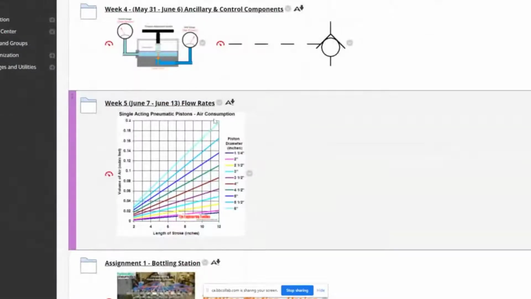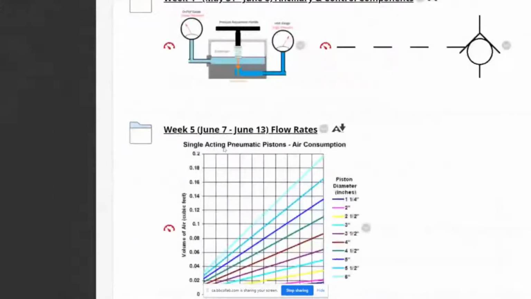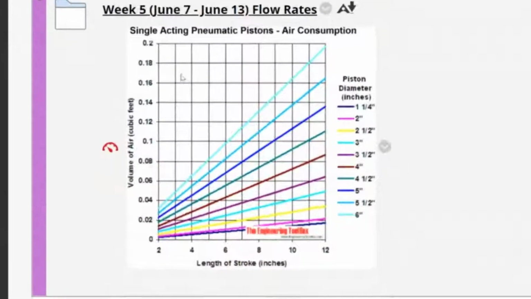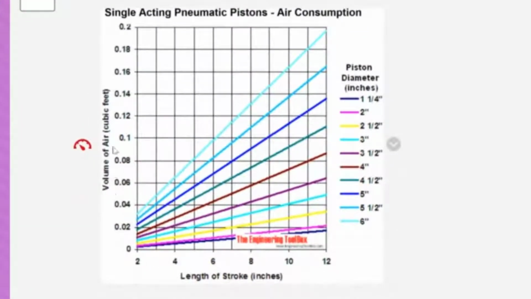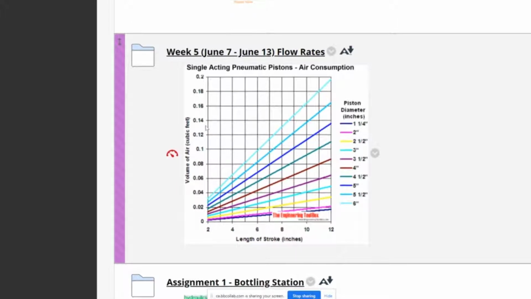Okay, here we go. Flow rates. Welcome to flow rates. This is a really cool flow rate chart, and let's take a look at it. It seems as though the volume of air, which is along here, is in cubic feet. I wonder why we do it in cubic feet. It sounds a little silly because these numbers are tiny. I wonder why they use cubic feet. Huh, that's weird. Oh well, I guess it's a mystery. Let's move on.